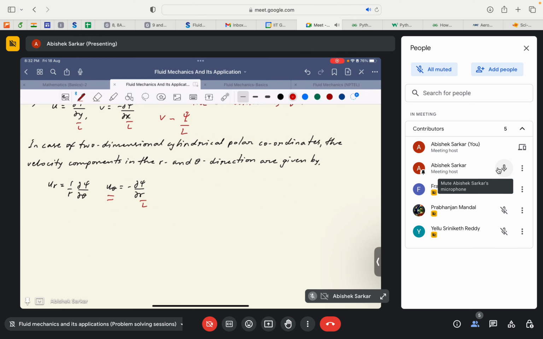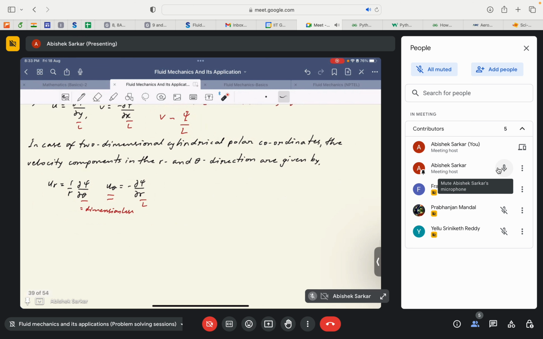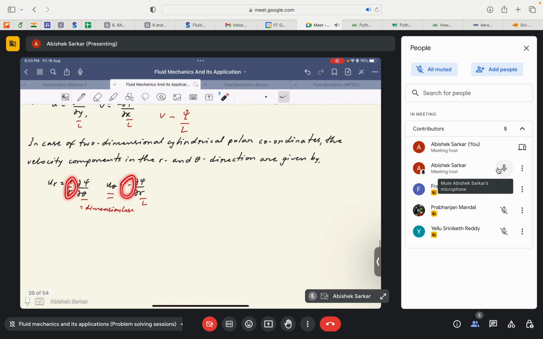But here, since theta is dimensionless, we need to satisfy this condition, right? That's why there is a multiplication by 1 by r, so that this condition is satisfied. And thus ur is equal to 1 by r dou psi by dou theta. This is just a technique to cross-verify whether the definition you have written is right or not, because sometimes you may forget and shift the 1 by r to the other term, but just to check, you can check it like that.